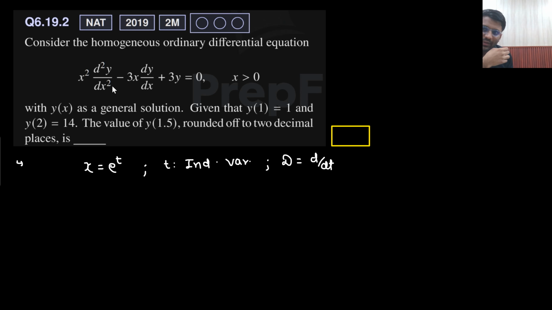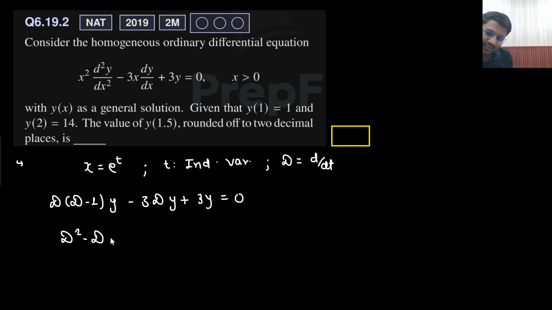So x square d square by dx square, sir, it could be replaced as d into d minus 1, multiplied with y, minus 3 as it is. Sir, x dy by dx will be replaced with dy, plus 3y equals to 0. Y you can take common. So d square minus d minus 3d plus 3.